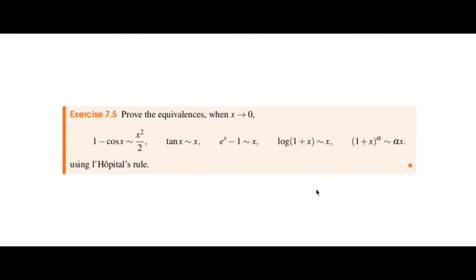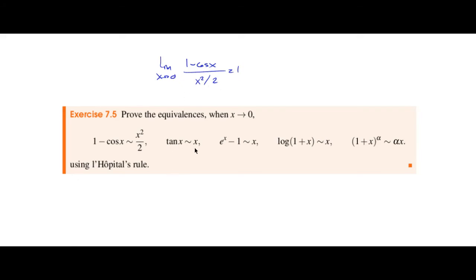Okay, so you can use L'Hopital's rule to prove these asymptotic equivalences that we have seen before, right? So 1 minus the cosine of x is asymptotically equivalent to x squared over 2, which means that the limit when x goes to 0 of (1 minus the cosine of x) divided by (x squared over 2) is 1. So we can compute this limit using L'Hopital.